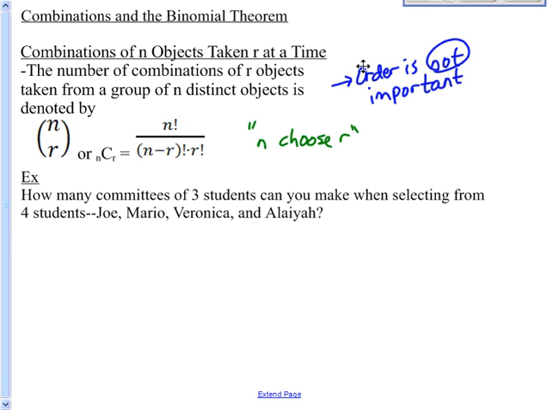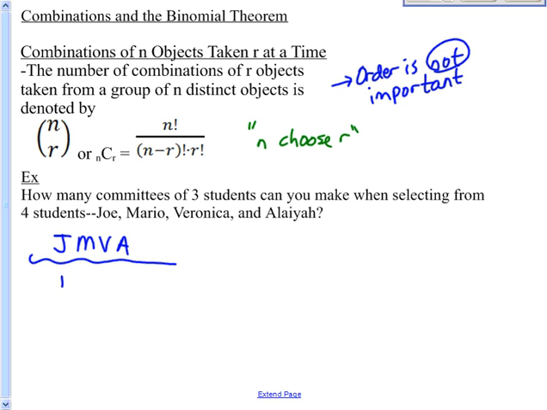Okay, so here's a great example. If you're thinking of combinations, you might think of a committee. Let's say we have these four students: Joe, Mario, Veronica, and Aaliyah. We're making a committee of three students.